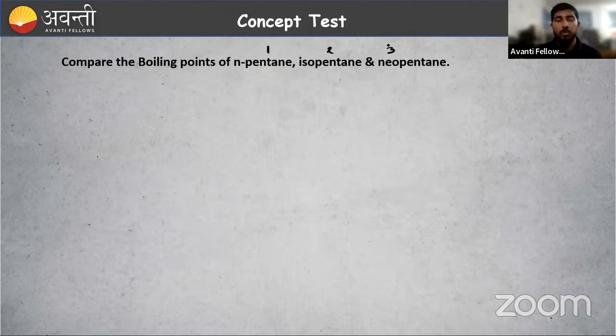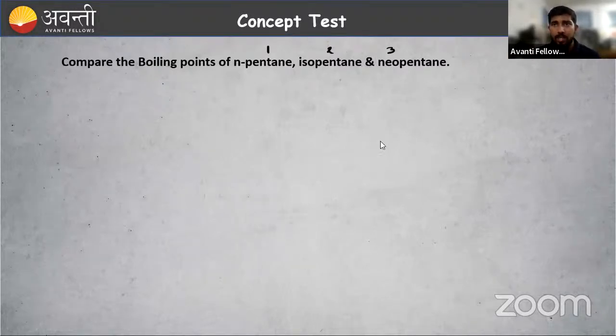That is the question for you: boiling point, highest, lowest. Can you give me the answer for this concept test? Very simple, 30 seconds. Already 20 seconds are over, right? Among 1, 2, 3, which one has the highest boiling point? Then I will explain the reason behind that. You two friends, you can give me the answer in the live chat. I'm waiting for your answer.